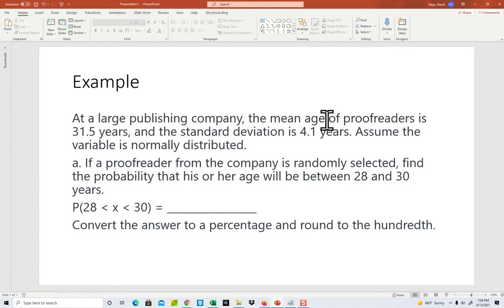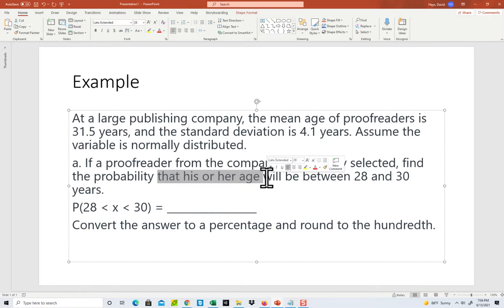Okay, at a large publishing company, the mean age of proofreaders is 31.5 years. Standard deviation is 4.1 years. Assume the variables normally distribute. If a proofreader from the company is randomly selected, find the probability that his or her age will be between 28 and 30 years. Sounds like to me we're talking about one person. So that's our one whatever.